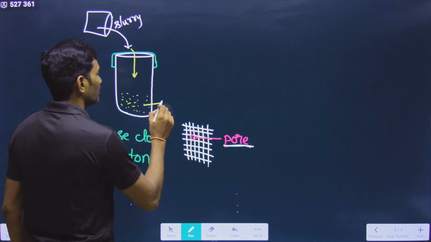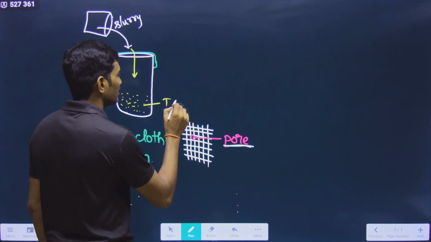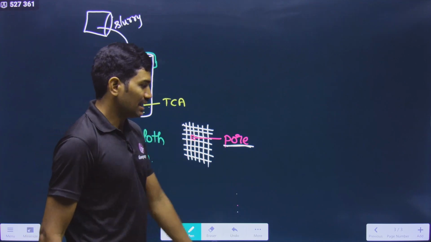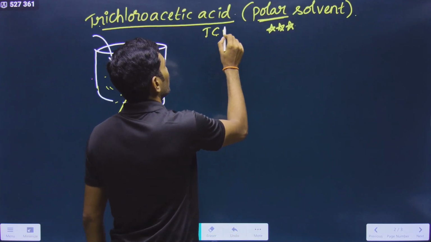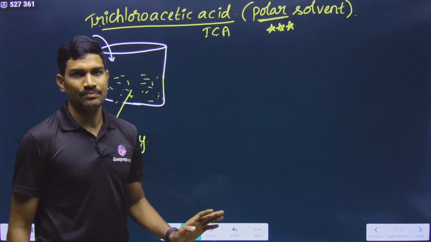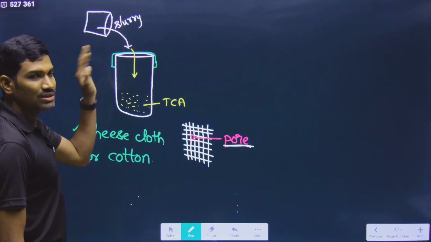Trichloroacetic acid will come here. So simply I will write this trichloroacetic acid as TCA. This is the standard abbreviation, trichloroacetic acid, TCA. And now, since it is a liquid, it can easily pass through this one.